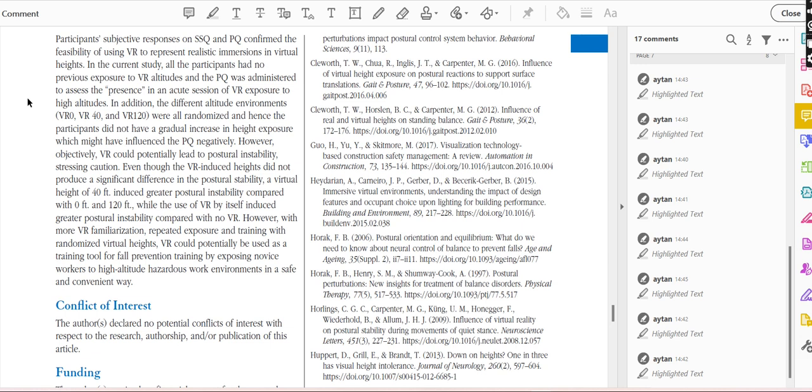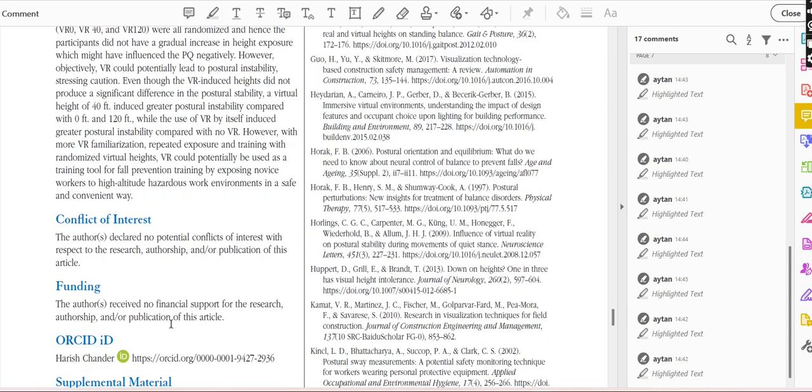Conflict of interest. The author declared no potential conflicts of interest with respect to the research, authorship, and/or publication of this article.